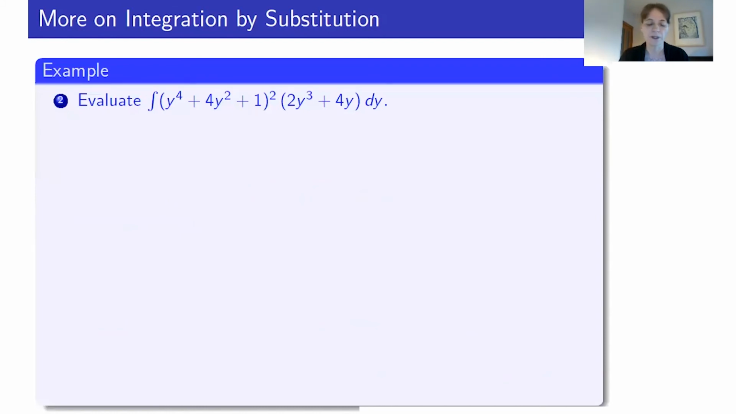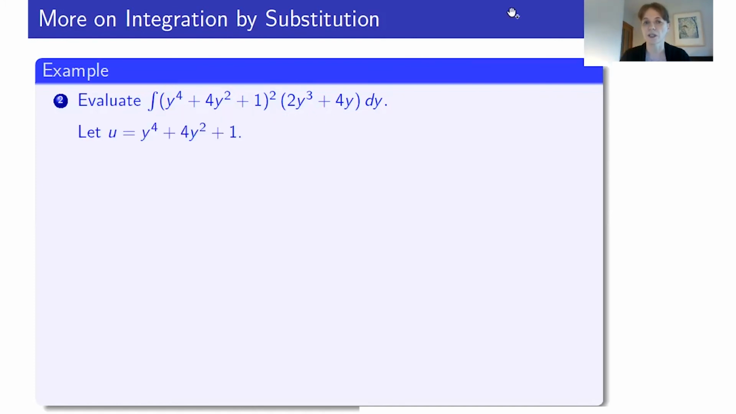So as a second example, just to make sure that you're following that approach, suppose we were to look at this integral here. So again, we have an integrand where there's a product, and one of the factors in the product is a composition. So the first factor here, we have y to the 4 plus 4y squared plus 1, all squared. That's a composition of functions, and that's multiplied by another factor.